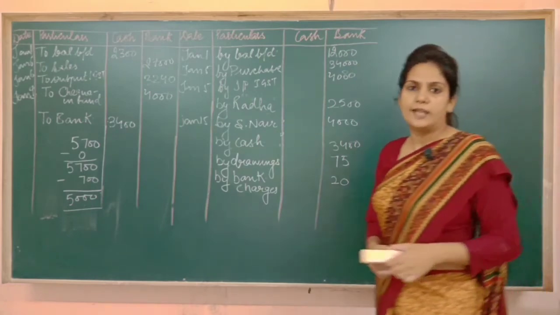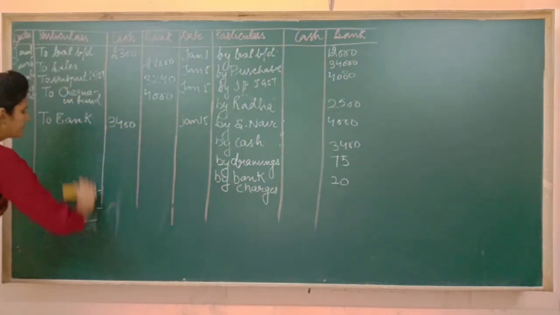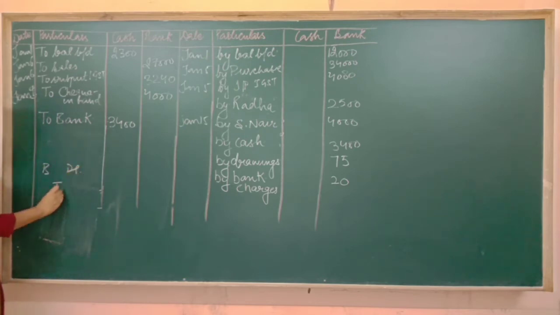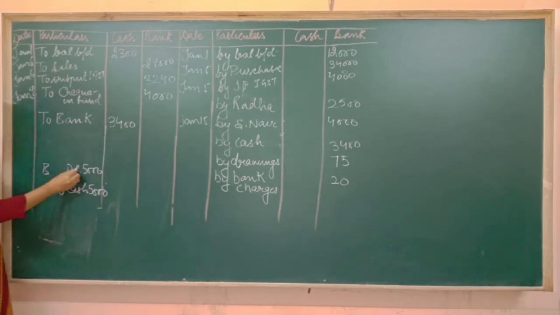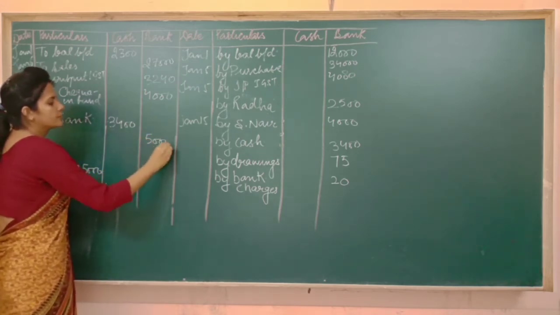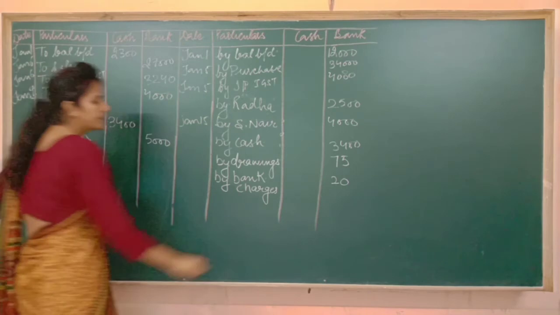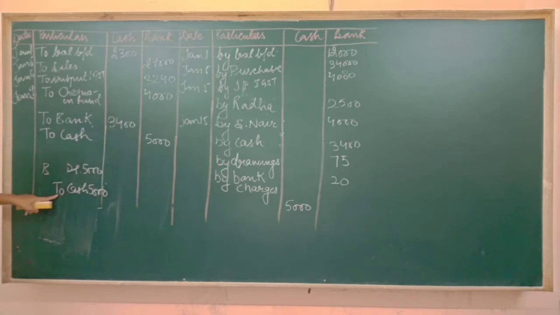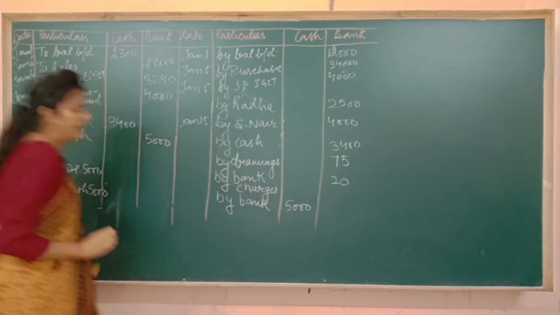So now what entry should I pass for depositing the money into the bank, students? Entry is crystal clear, that is bank account debited to cash account. Entry will be bank debited to cash 5000. Post it, you know how to do the posting. Bank is debited with 5000, because of cash. Cash is credited with 5000 because cash has gone out. Cash is credited because of, and by bank. So write here by bank.